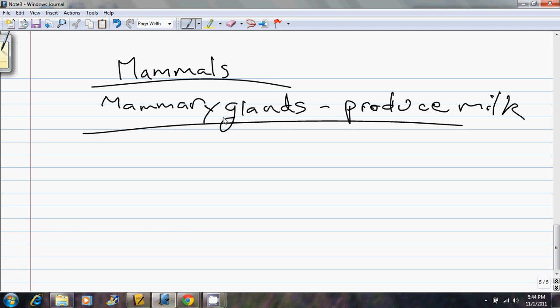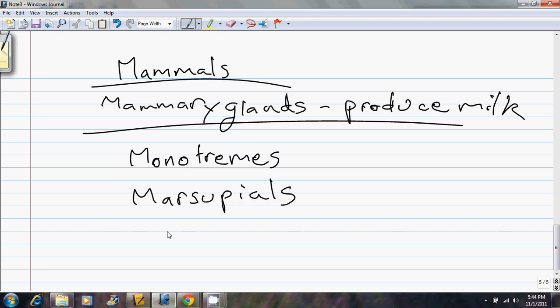Now, in the mammal groups, again, we're going to get subgroups just like we had in a few of the other animals we dealt with. You're going to run into the monotremes, the marsupials, and the placental mammals. So let's talk about each of these.